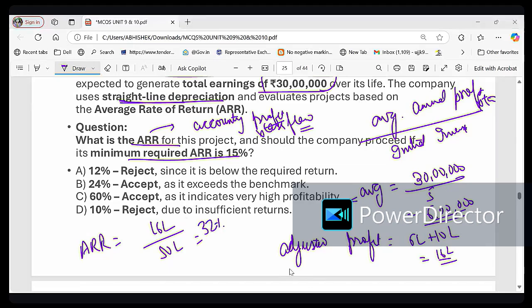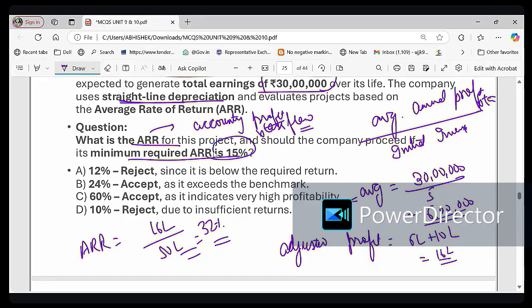32% will be more accurate here. I think there is some mistake in the option. So this way you have to calculate it, it is 32%. And what is the benchmark? It is 15%. So you should accept the project, since the minimum required ARR is 15%. You add back the depreciation to calculate the adjusted profit, and that is how we calculate the ARR in this particular case.